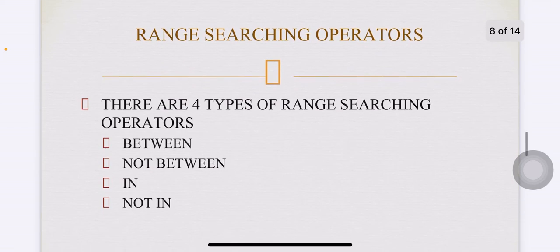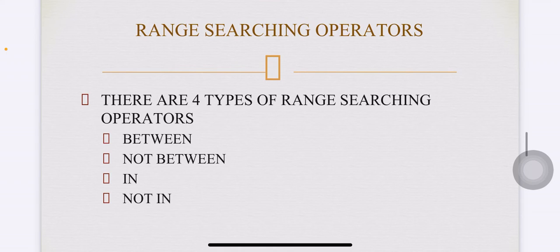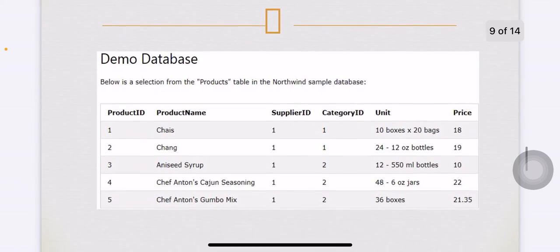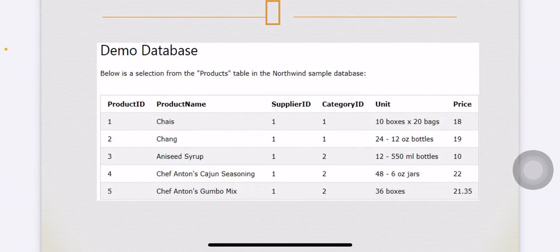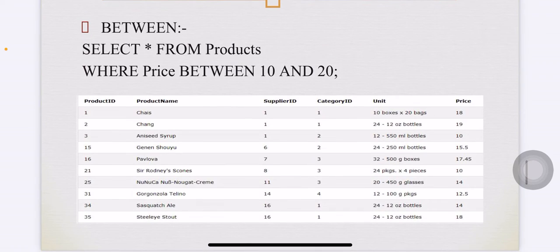After that, range searching operators. There are four types of range searching operators: between, not between, in, not in. So this is the demo table for the between and not between commands. Between command: select star from product where price between 10 and 20.